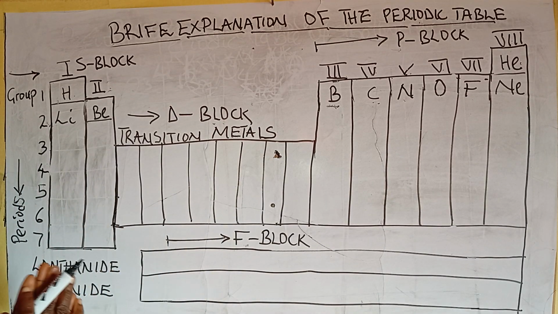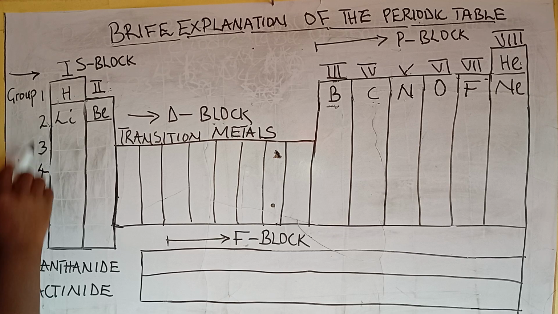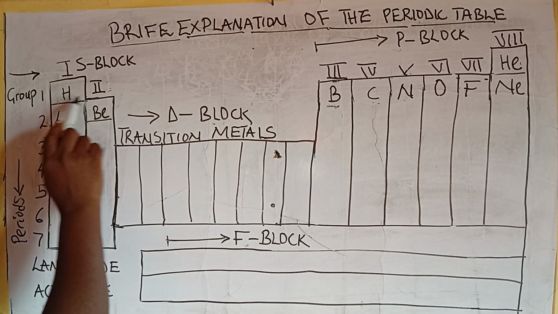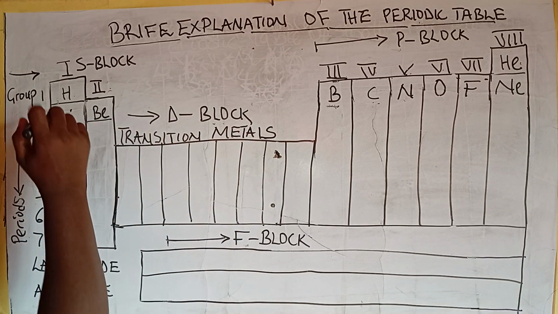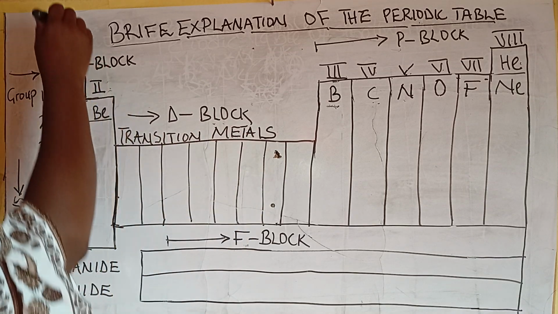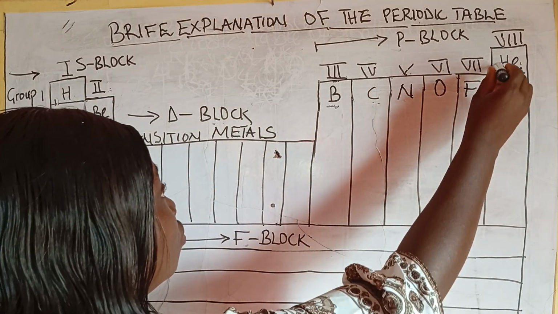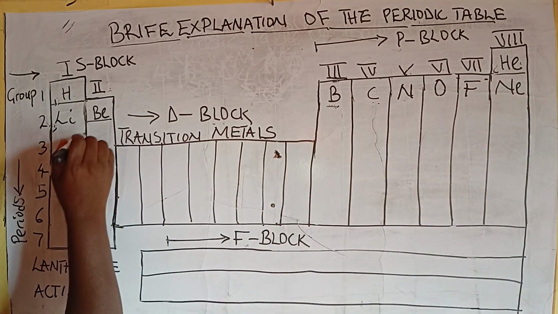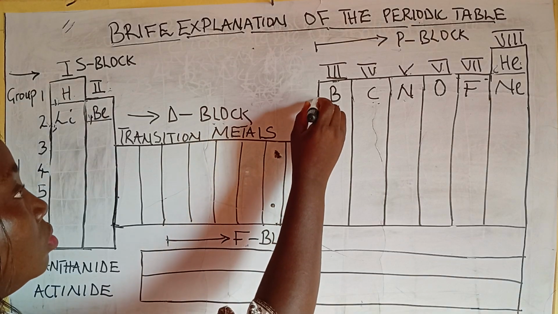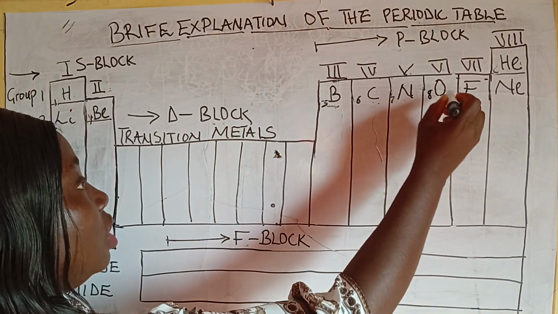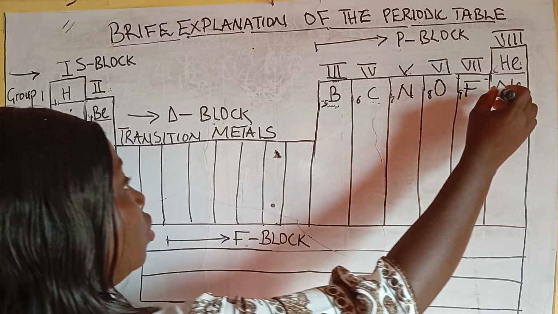Now they also have 7 horizontal columns called periods. We have 7 periods. Now these elements are arranged according to their increasing atomic number, starting from hydrogen, that is atomic number 1. We move to helium, atomic number 2, lithium, atomic number 3, beryllium 4, boron 5, carbon 6, nitrogen 7, oxygen 8, fluorine 9, and neon 10.